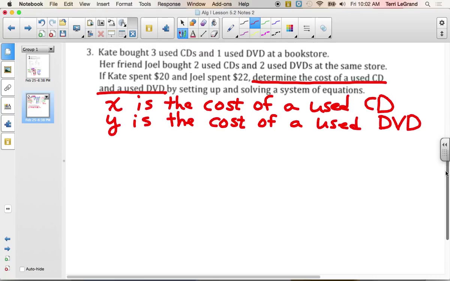Kate bought 3 used CDs and 1 used DVD at a bookstore. A friend, Joel, bought 2 used CDs at the same store. Kate spent $20 and Joel spent $22. 20 equals 3x plus 1y. Okay, so the 20, how much money Kate spent, is equal to 3x, she bought 3 used CDs, plus 1 used DVD. So basically, we just set up an equation that represents Kate.